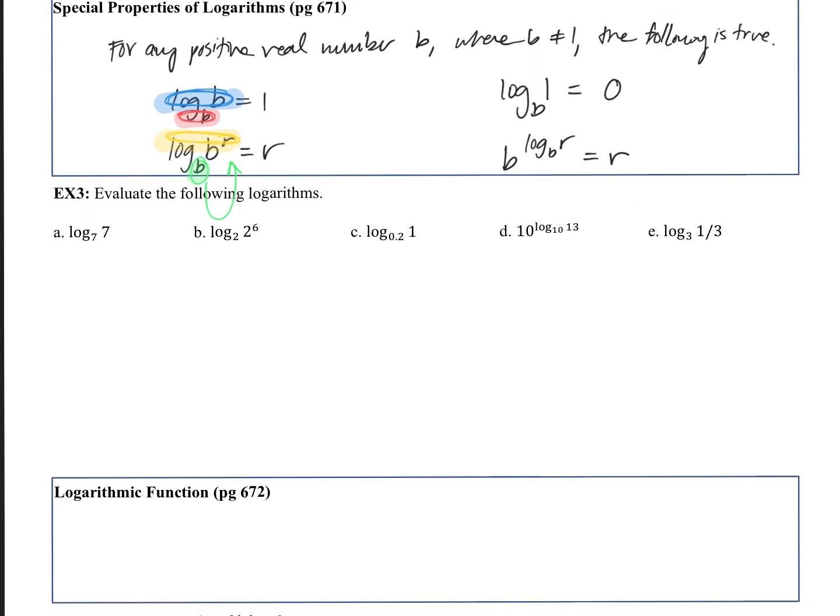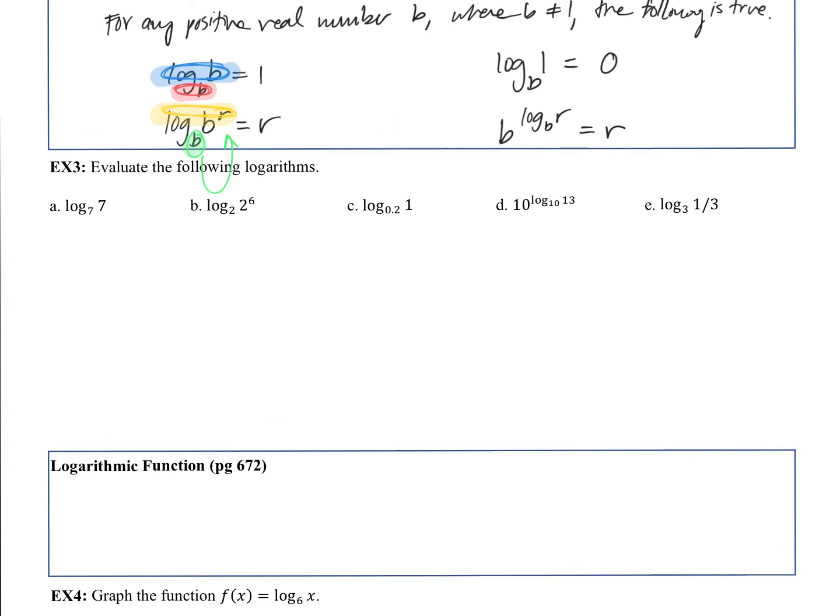All right, let's take a look at evaluating the following logarithms. So log base 7 of 7. Well, this is saying 7 raised to what power gives me 7? Or we could just use the cancellation rule we have above. We know they cancel out, and our answer is 1. That was short and simple.